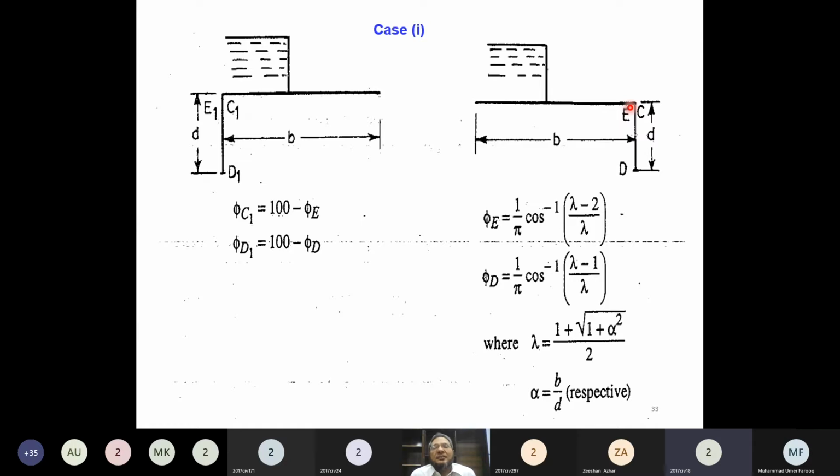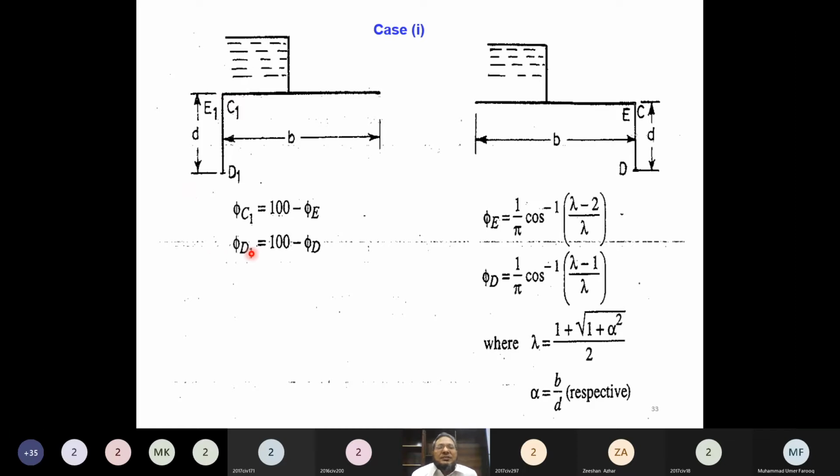Yeah, then so what? Sir, because of head loss, sir. Yes, head loss increases as the water moves in the downstream direction. So due to higher head loss, the uplift pressure at point E is lower as compared to at point C1.